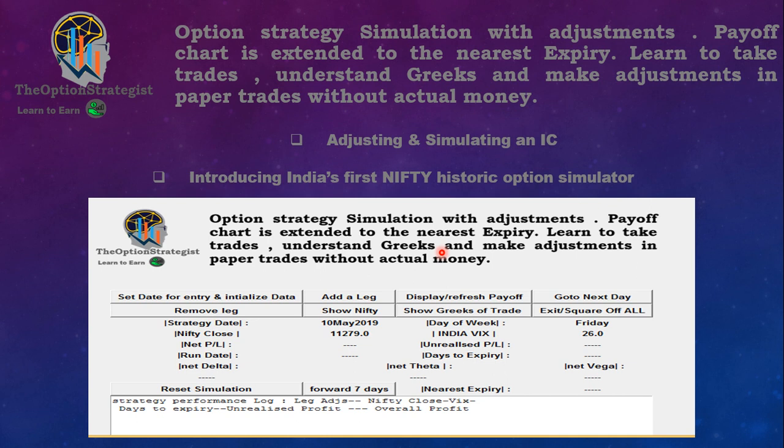The payoff chart is again the same thing, nearest expiry, and you can learn to take trades, understand Greeks, and make adjustments in paper trades without actual money, which I think is very key for novices as well as experienced traders to understand and test different kinds of adjustments in future scenarios. All this data is taken from the actual Nifty data, and we are also considering the actual VIX data to create this simulation. Now let's go to the interesting part and look at the simulation software itself.